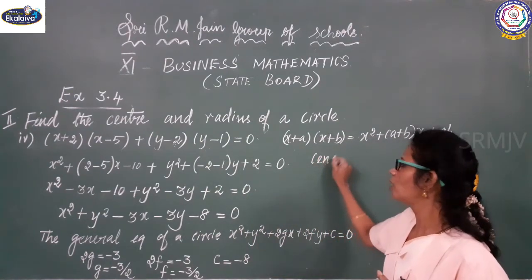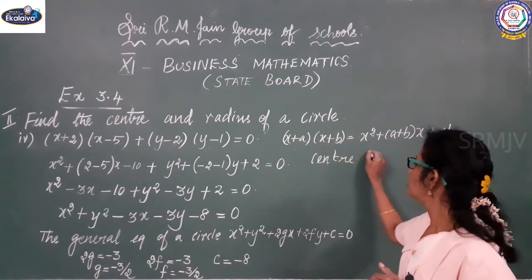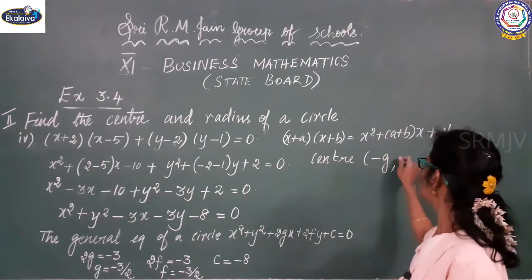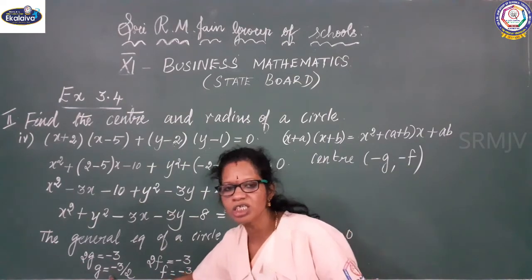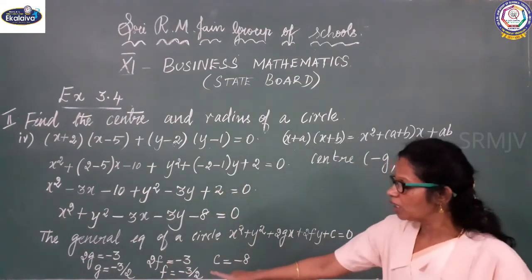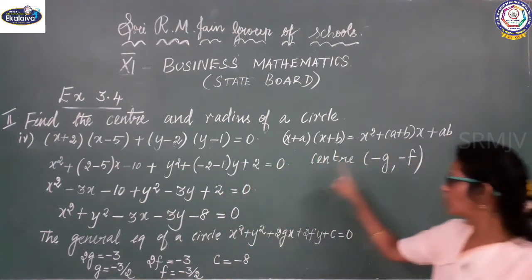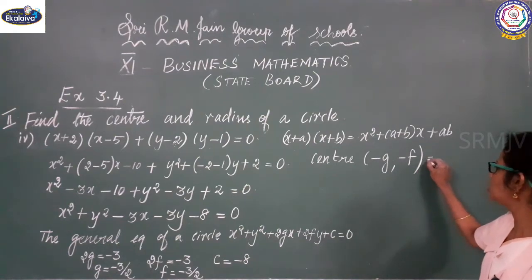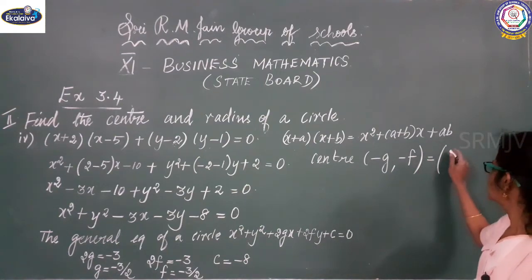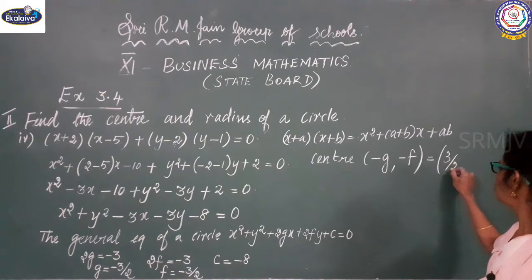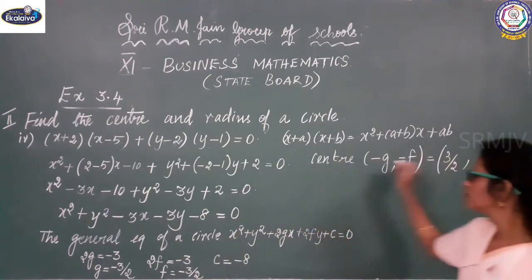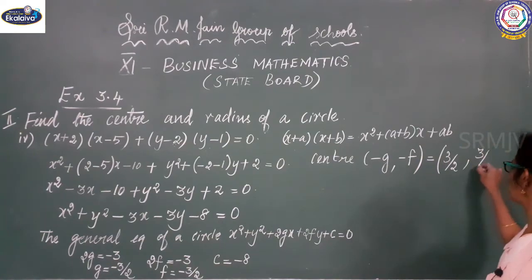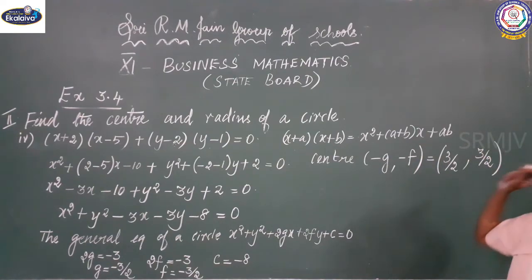Center, what is the formula I taught you? The center is (-g, -f). Here what is your g? g is -3/2. Here it is negative; when you come to this part it will act as positive, that is 3/2, comma. Your f is -3/2, then it becomes plus 3/2. The center we arrived at is (3/2, 3/2).